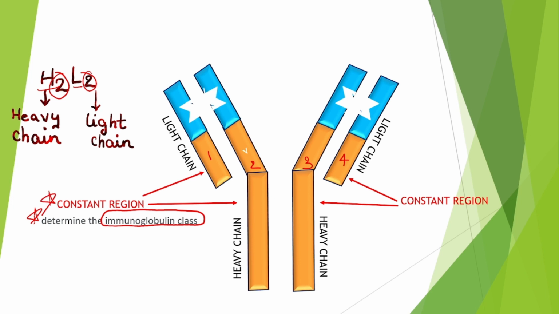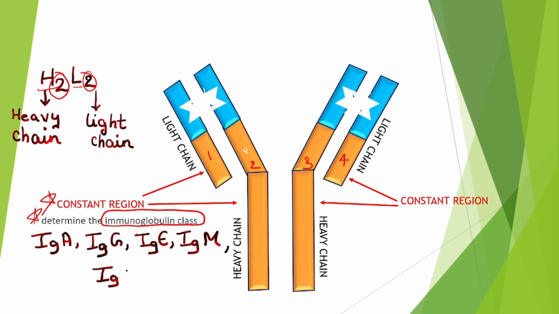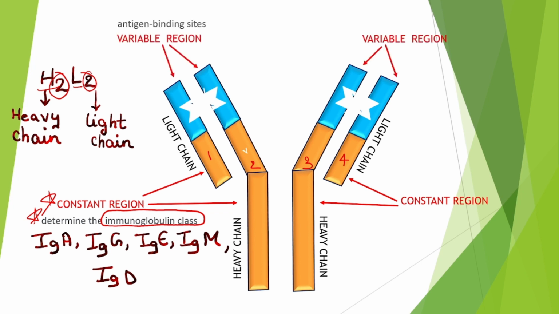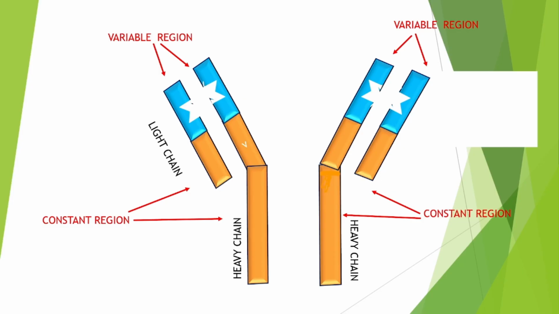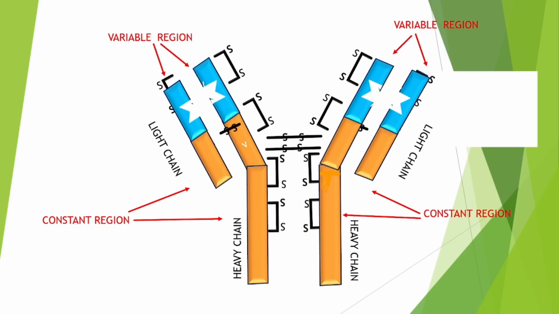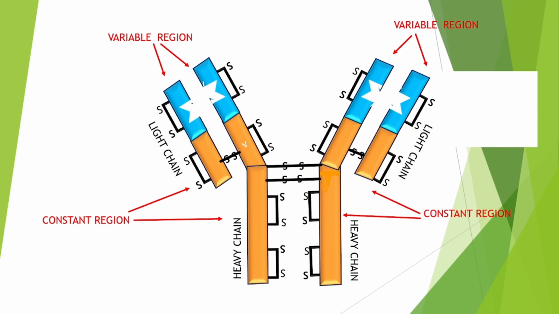And what are the different classes of immunoglobulins? It is like IgA, IgG, IgE, IgM and IgD. We have already discussed the different functions of these different kinds of immunoglobulins in our previous video. Now after that, this blue colored part is called variable region, and this is the antigen binding site where the antigens actually bind to this surface. Now these heavy and light chains of the antibodies are connected to each other with the help of disulfide bonds. There are a total of 16 disulfide bonds present in these antibodies.